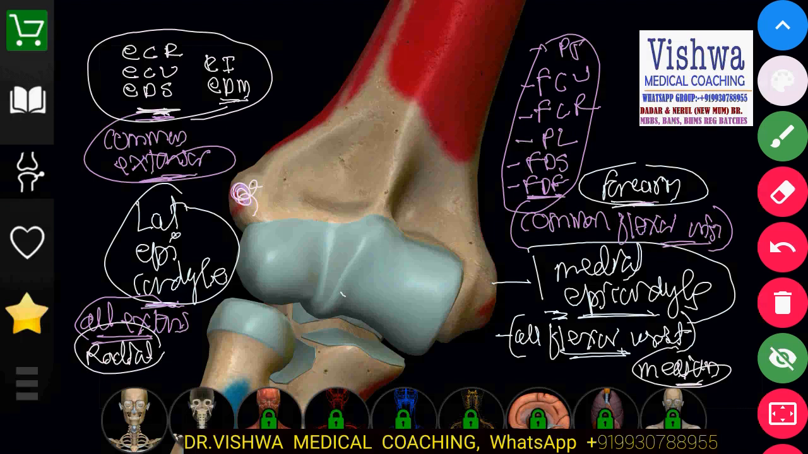Remember this during the exam. I talked about it in the beginning: anatomy is 60% common sense. So if you follow that common sense, it is easy to understand the whole anatomy.